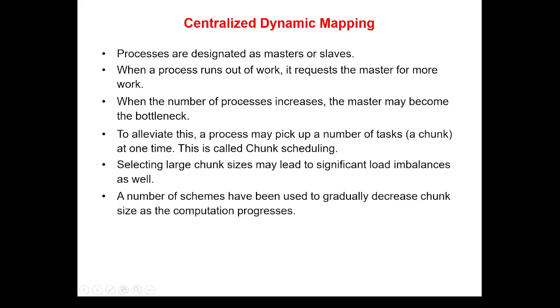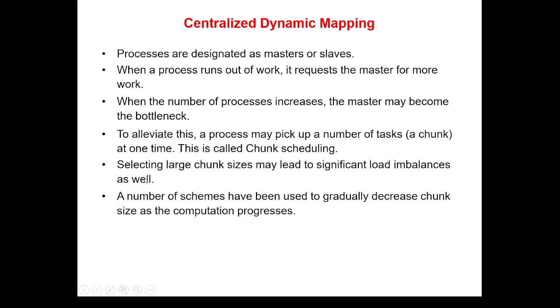Okay, tapi bila number of process increase, the master become a bottleneck. Sebab apa-apa, slave akan refer to the master. To alleviate this problem, a process may pick up a number of tasks. Okay, so apa yang kita boleh buat untuk elak daripada masalah bottleneck ni, kita boleh pick a number of tasks, okay, or a chunk at one time. And this we call a chunk scheduling. Okay, kita bagikan the process tu kepada chunk, and this we call a chunk scheduling.